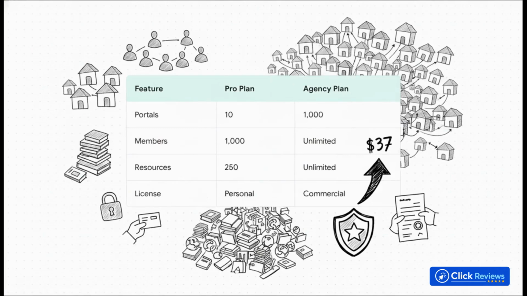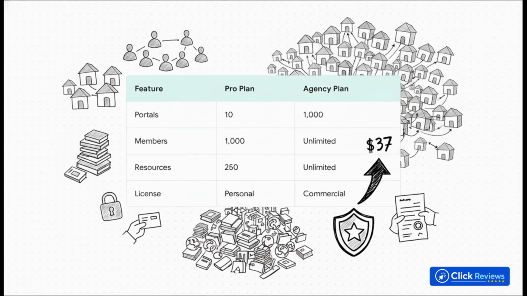Let's break down exactly what you get, because understanding the difference between these two tiers is absolutely crucial. The Pro plan gives you 10 portals, up to 1,000 members, and 250 resources for personal product use. Pretty solid. But take a look at that agency plan. For a one-time upgrade to $37, those limits jump drastically to 1,000 portals, unlimited members, and unlimited resources. But honestly, the real game changer here isn't just the sheer numbers. It's the commercial license.